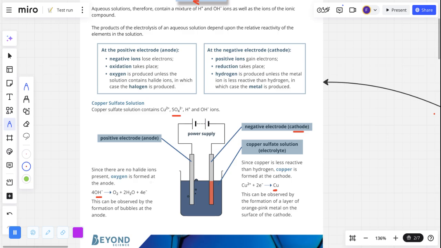The other thing I really don't like about this is I like things to be balanced. You've got 4 electrons given off here. They're going to travel all the way around there. But you've got 2 electrons here.